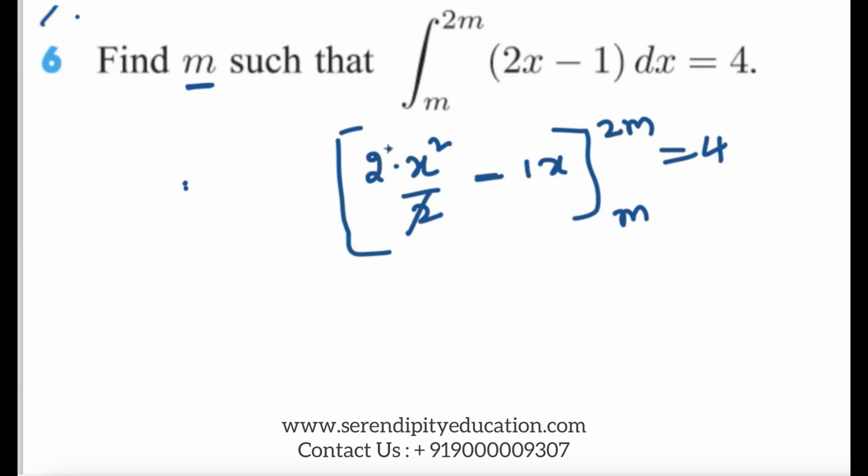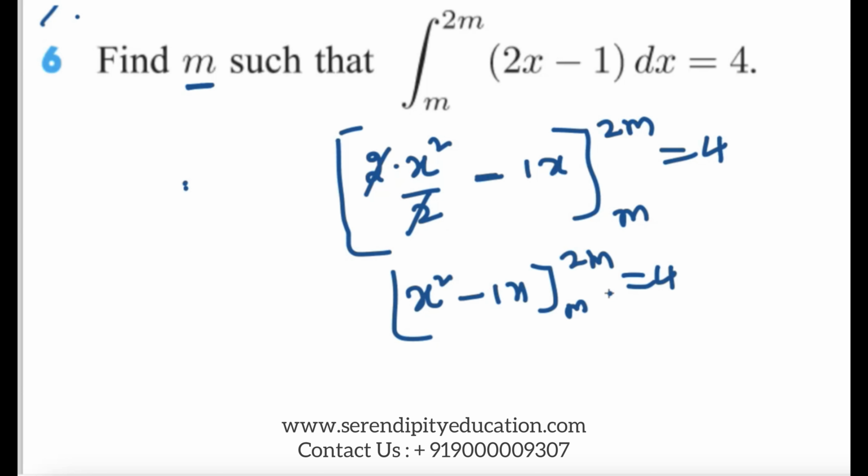So 2 cut, right? Yes, sir. So finally x squared minus 1x from m to 2m, that is equal to 4. So substitute that: 2m squared minus 2m. I applied the upper limit. Now I am applying the lower limit.